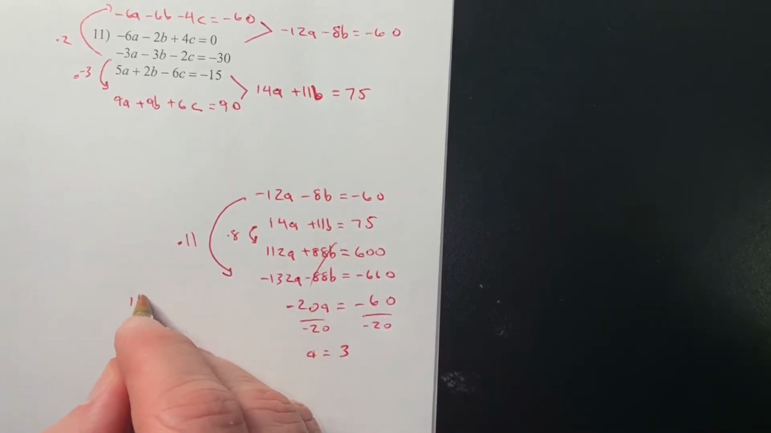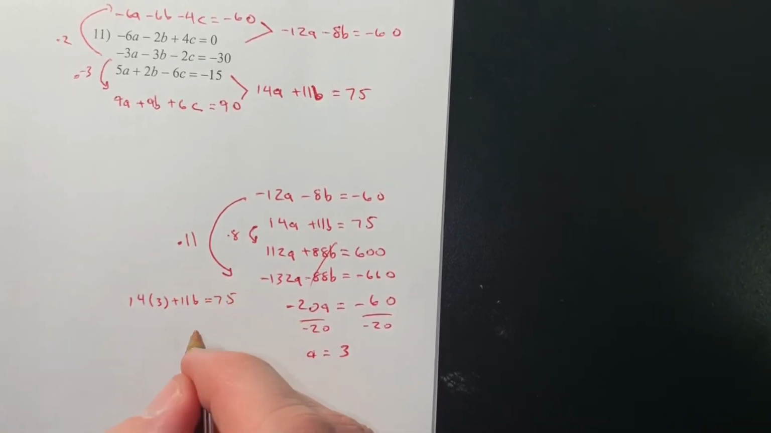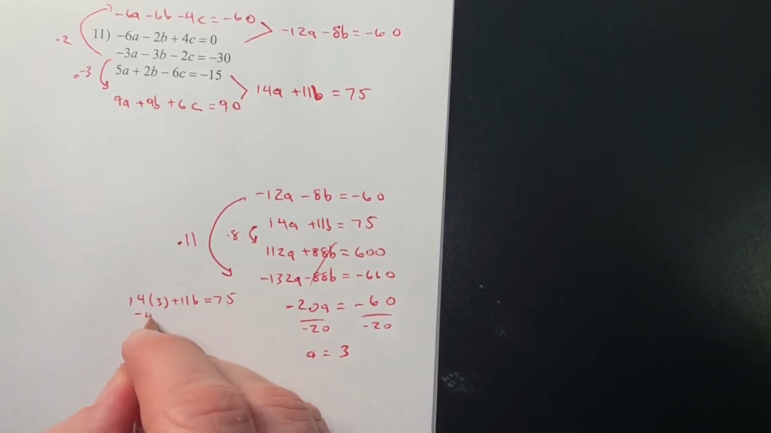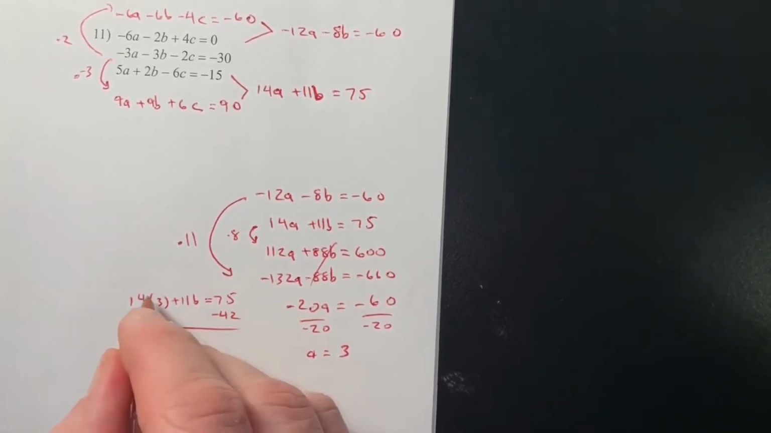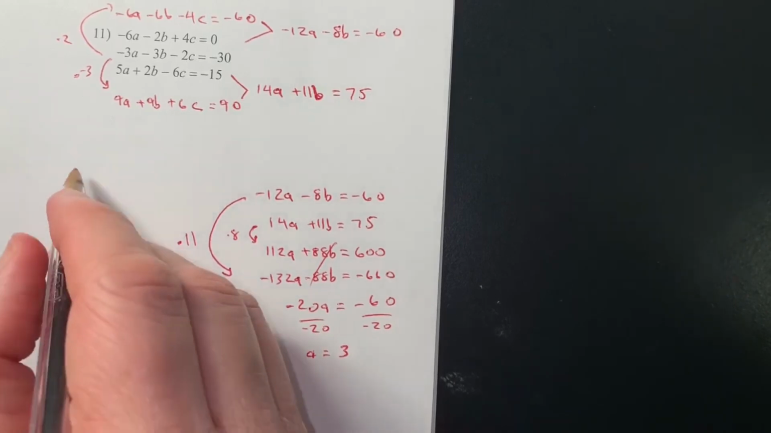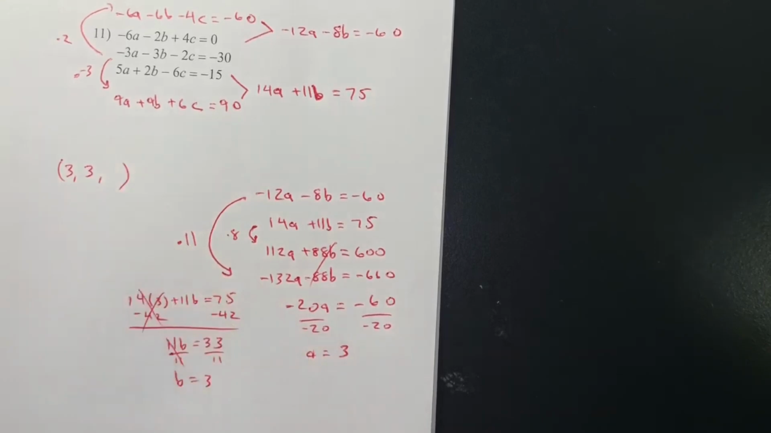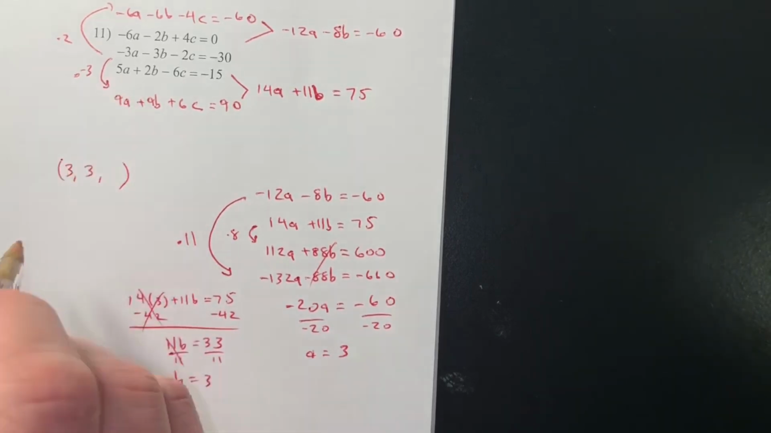So I've got 14 times 3 plus 11b equals 75. 14 times 3 is 42, so minus 42 on both sides. 11b equals 33. And divide by 11, and I get b equals 3. Okay, so for my answer so far, I've got 3 and 3 for a and b. Still need c. So I will plug a and b into one of the three original equations. Let's go with this bottom one.